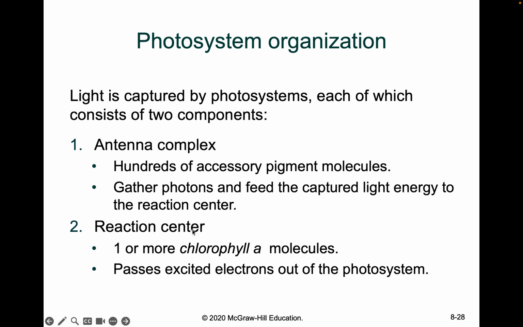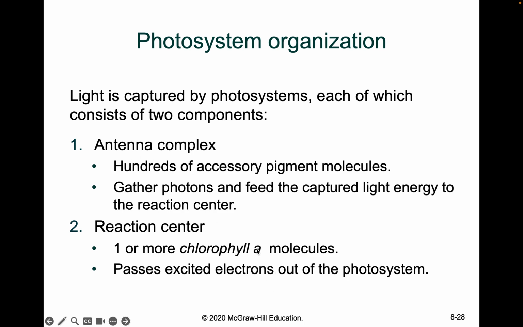This reaction center is a very highly specialized center where you have one or more chlorophyll A molecules, because remember, chlorophyll A is the main absorbing molecule that's going to convert it into energy. So the first part, the antenna, is just trying to gather all of the photons it can, and then pass them to the reaction center. They pass the energy to chlorophyll A, and then chlorophyll A passes the energy on as electrons.